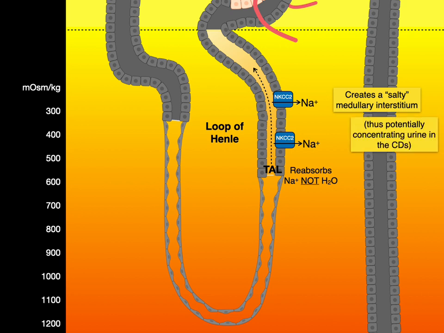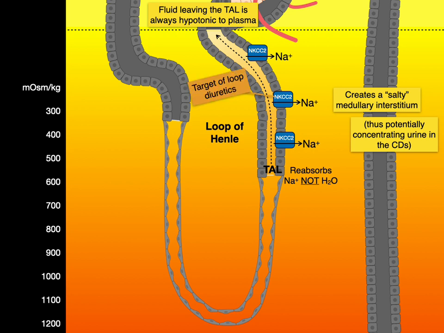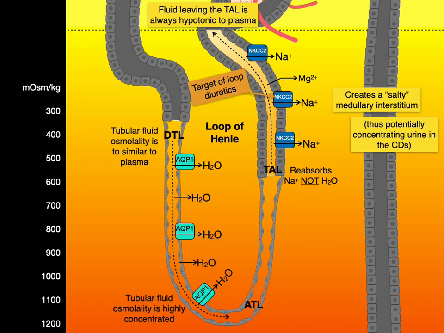This is then going to potentially concentrate urine in the collecting ducts. More on that later. Because we're reabsorbing salt but not water, the fluid leaving the thick ascending limb is always hypotonic compared to plasma. And so the NKCC2 transporters are targets of loop diuretics. And then we see the reabsorption of magnesium and calcium paracellularly in the thick ascending limb. So there we have the loop of Henle.